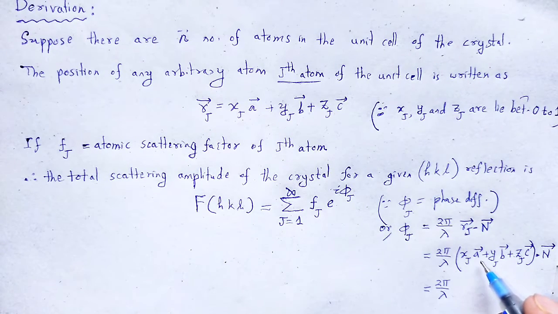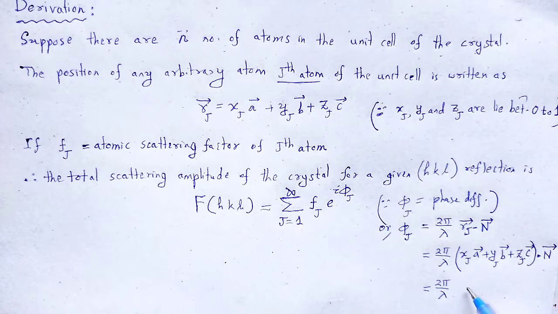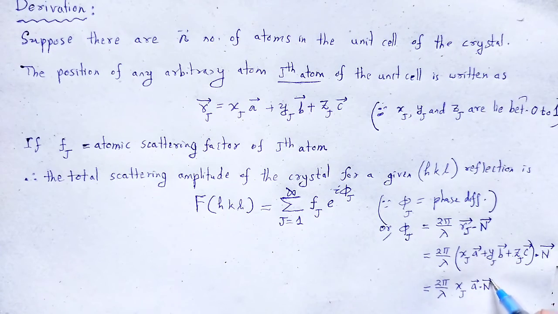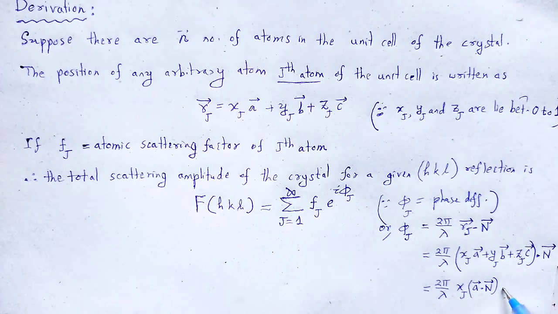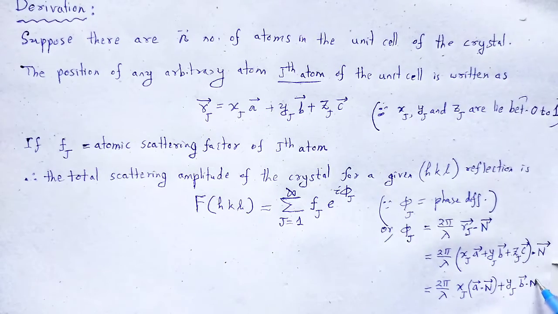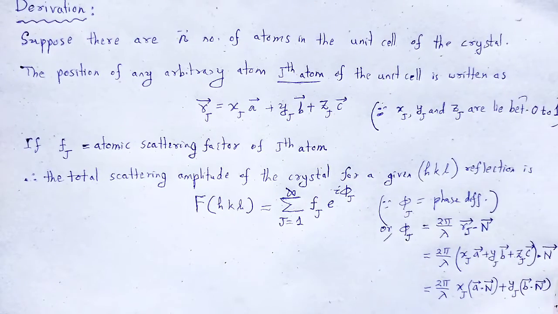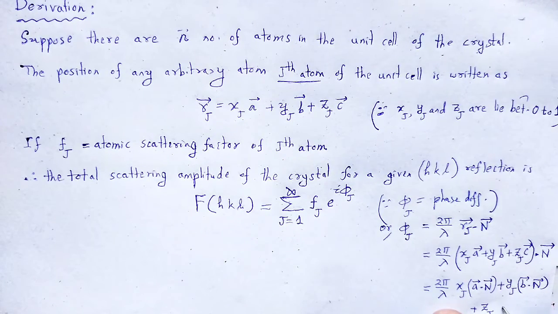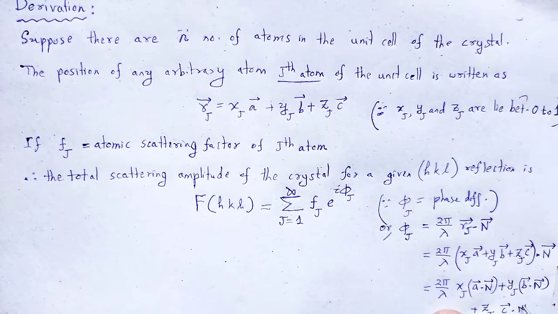xj a vector dot n vector, plus yj b vector dot n vector, plus zj c vector dot n vector.